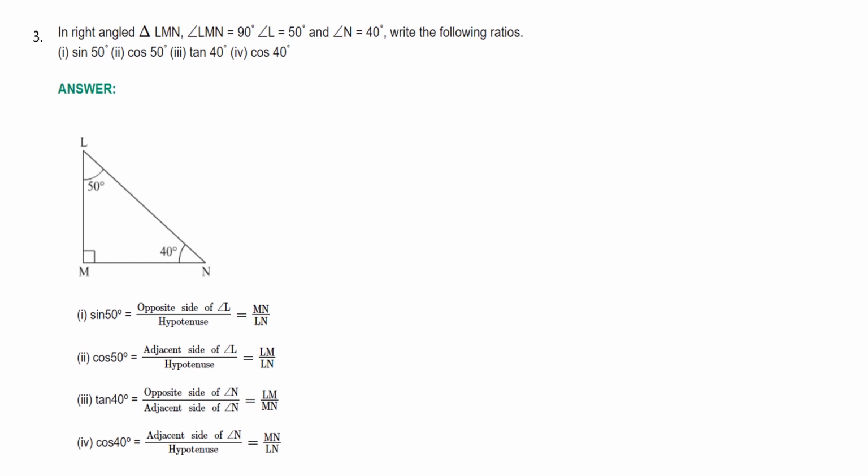Now coming to the last one, cos 40 degrees. Cos 40 degrees will be adjacent side upon hypotenuse. Adjacent side of which angle? Angle N, because measure of angle N is 40 degrees. So cos 40 degrees will be adjacent side of angle N upon hypotenuse. Now you know the opposite side of angle N is LM. Hypotenuse will be the side opposite to 90 degrees. So you get LN. So cos 40 degrees is equal to MN upon LN.